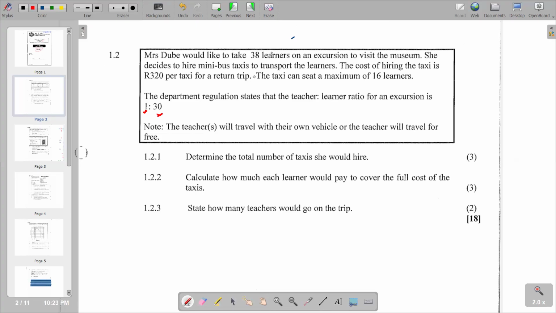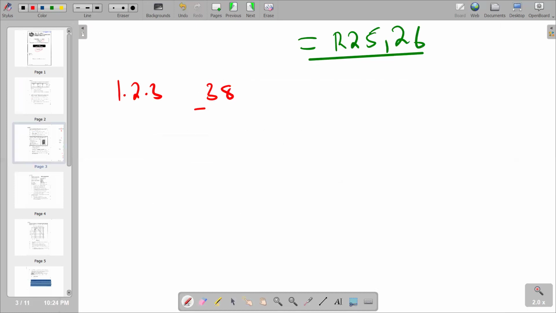So one teacher has to 30 learners, and we have 38 learners. So obviously, what we are going to do is use the ratio that we have. We're going to say 38 divided by 30, to get the number per teacher. Remember, 30 learners represent one teacher. So let's try to calculate there and see what we get.